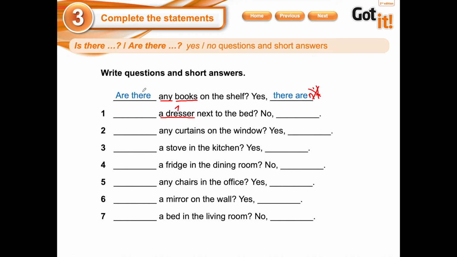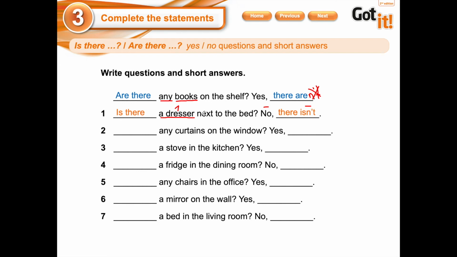So can you use "are there"? No, you're going to use "is there." Is there a dresser next to the bed? No, there... and you can put "is"? No, "there is" is wrong. You must use "no, there isn't." Negative, negative. You always have to pay attention to that. Okay, we're going to continue with the other questions. Remember that in online classes we're going to do the same.